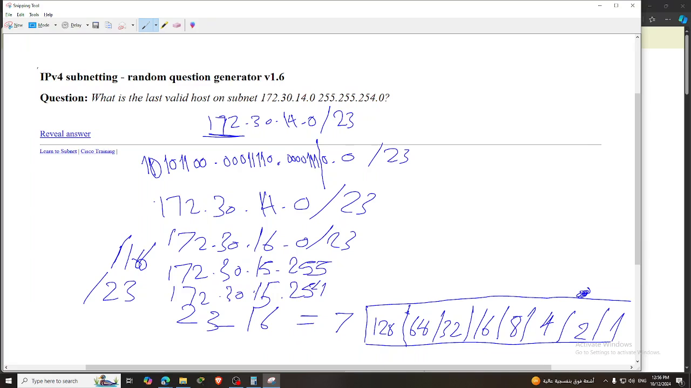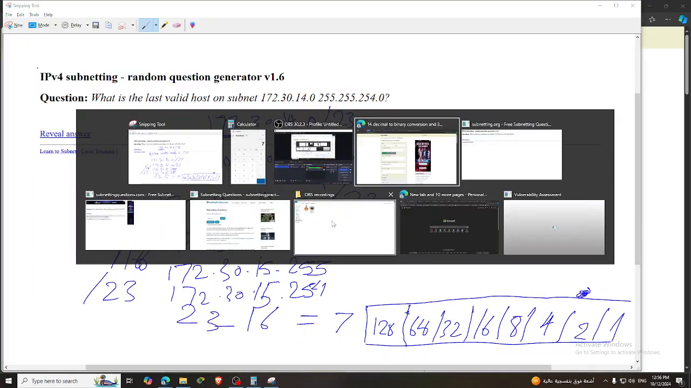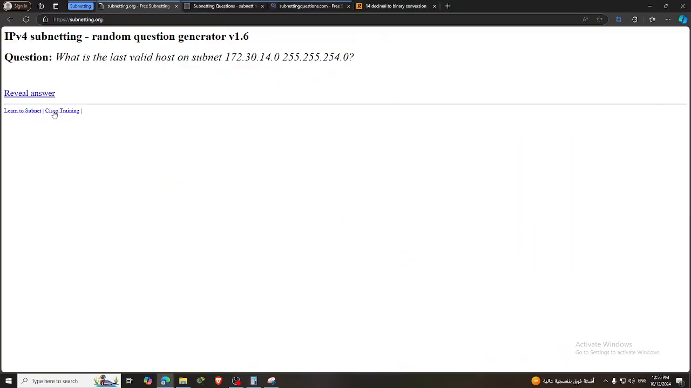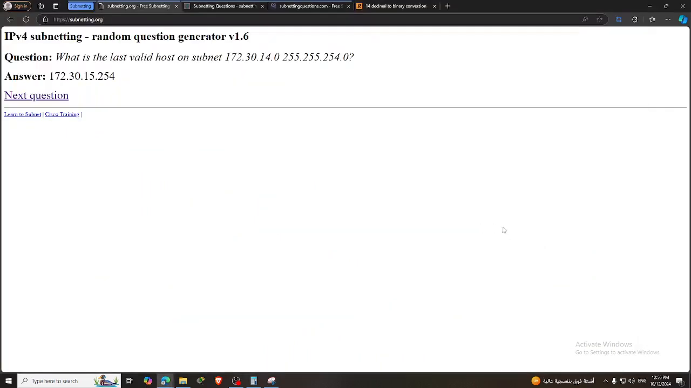I'm a little bit hesitant about this answer, but we will move on with it. Yeah, as I said, right here, 172.30.15.254. Sorry for the bad handwriting.